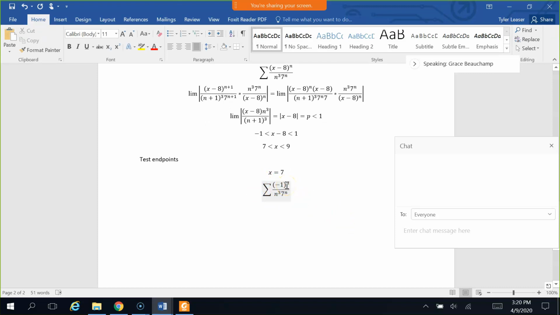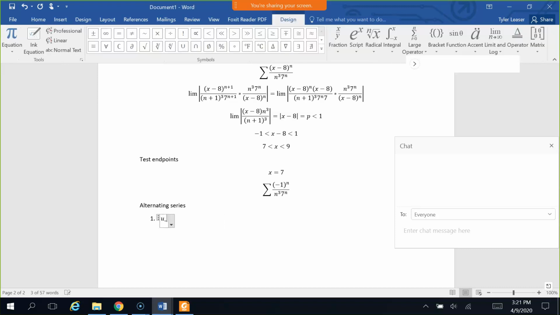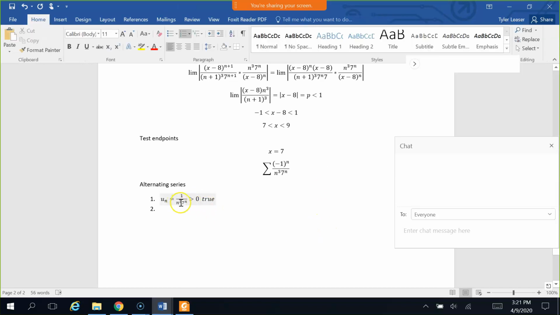We cannot use the ratio test, it's just not going to work, so we have to use something else. It is an alternating series, which is kind of nice, so we'll try that. With the alternating series, there are three different things you have to worry about. The first thing we need to worry about is that my b_n's, which is 1 over n cubed 7 to the n, are always positive. That should be easy to see that that's true. As long as n's are positive, this comes out to be positive.